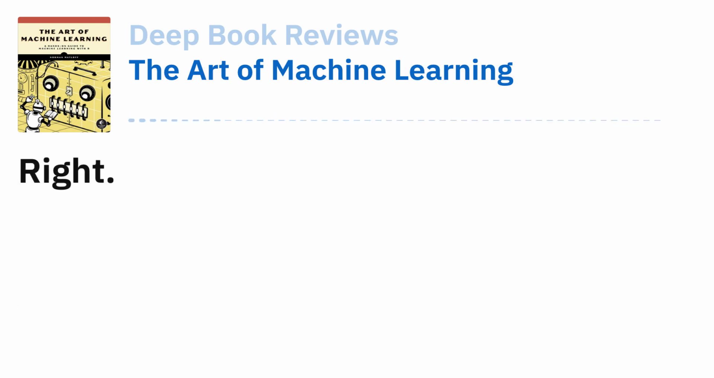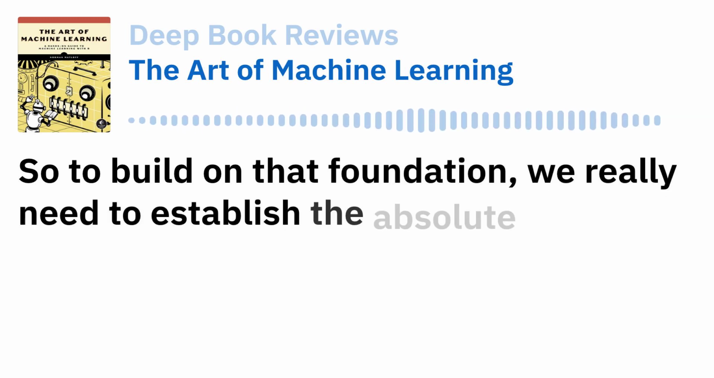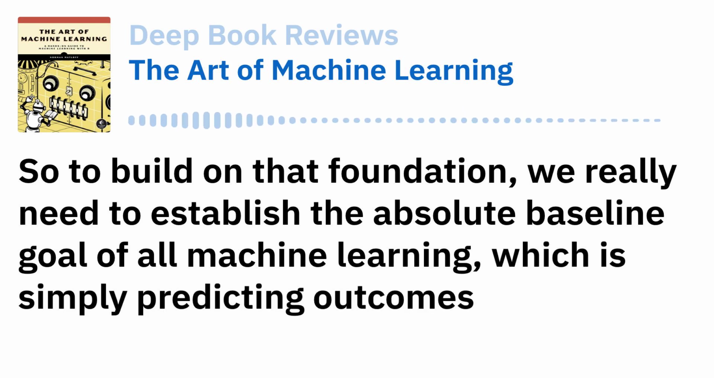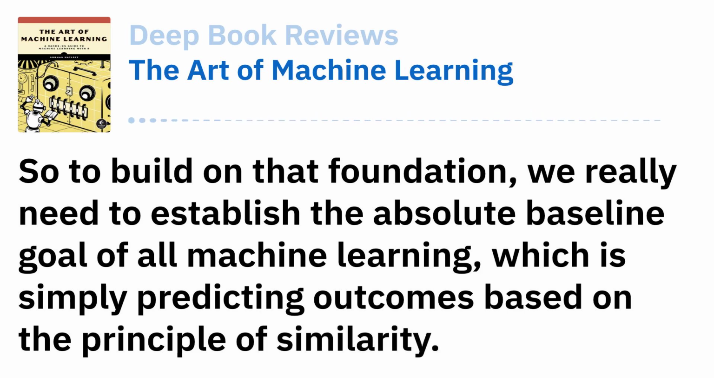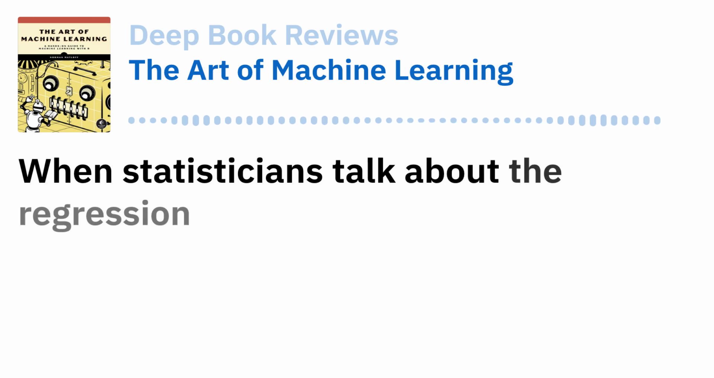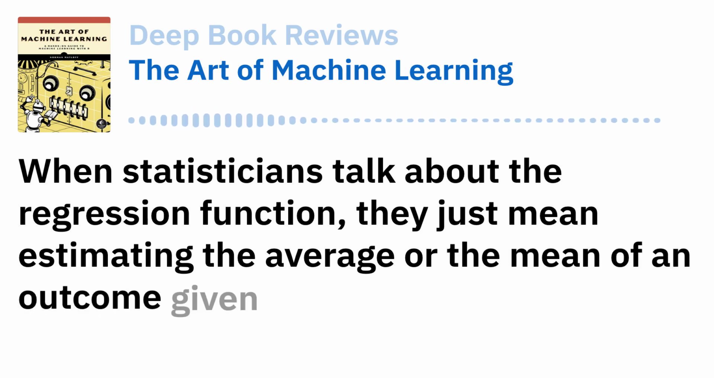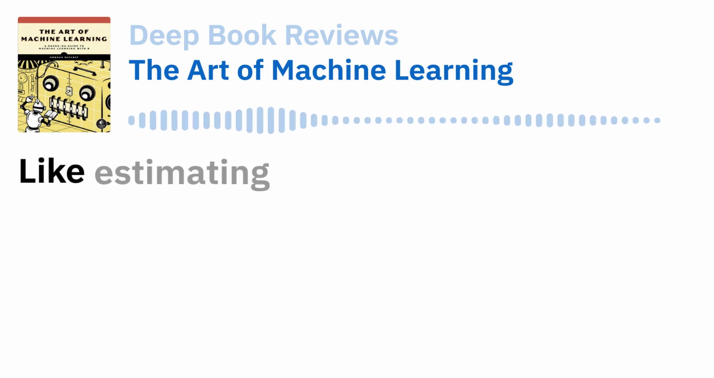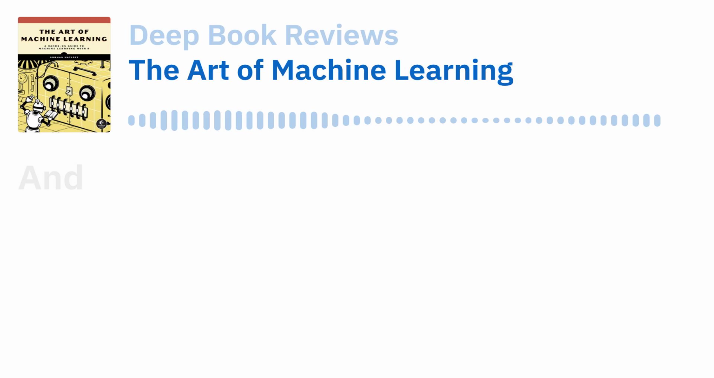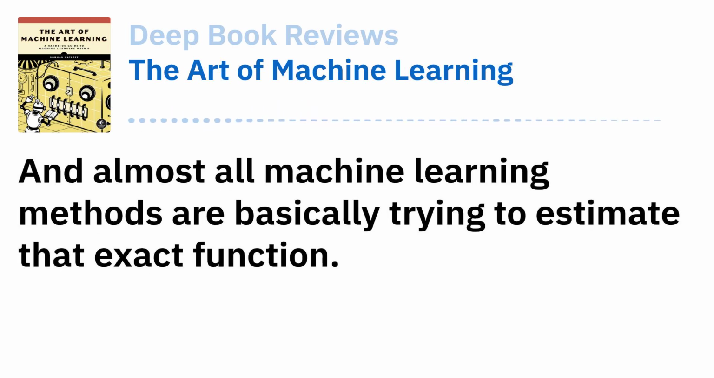Right. So to build on that foundation, we really need to establish the absolute baseline goal of all machine learning, which is simply predicting outcomes based on the principle of similarity. The core of that is the regression function, right? Exactly. When statisticians talk about the regression function, they just mean estimating the average, or the mean, of an outcome given a specific set of features. Like estimating the average weight of people given a specific height. Yep, that's the classic example. And almost all machine learning methods are basically trying to estimate that exact function.